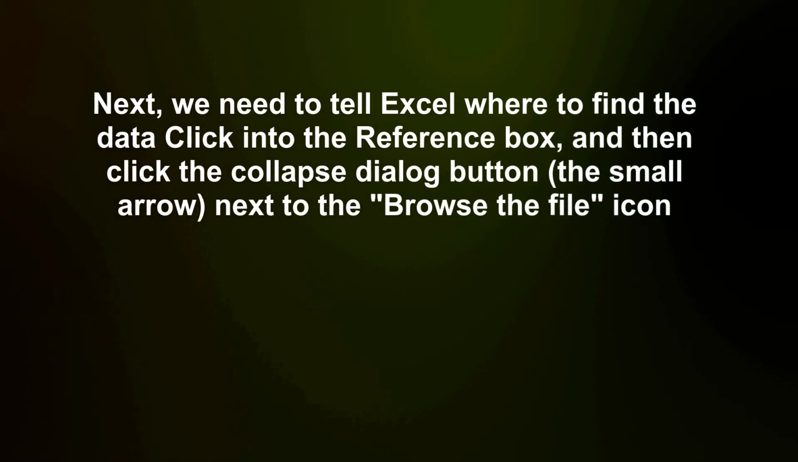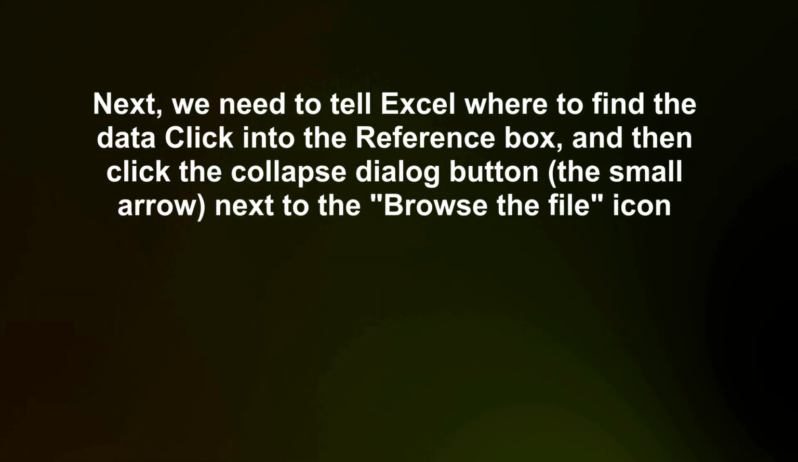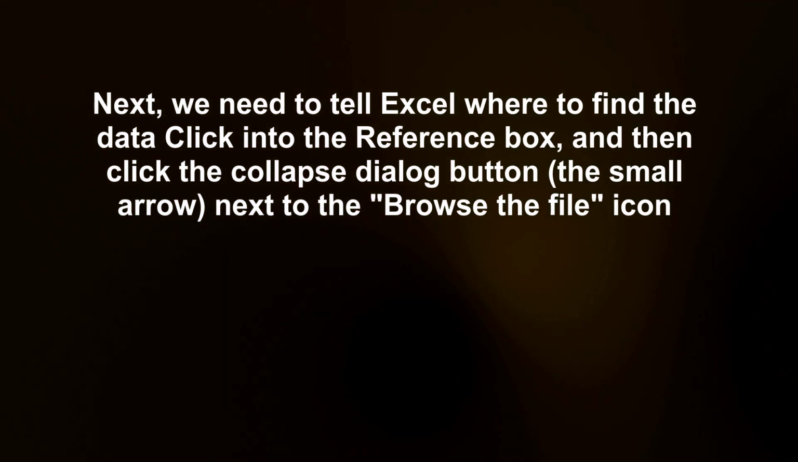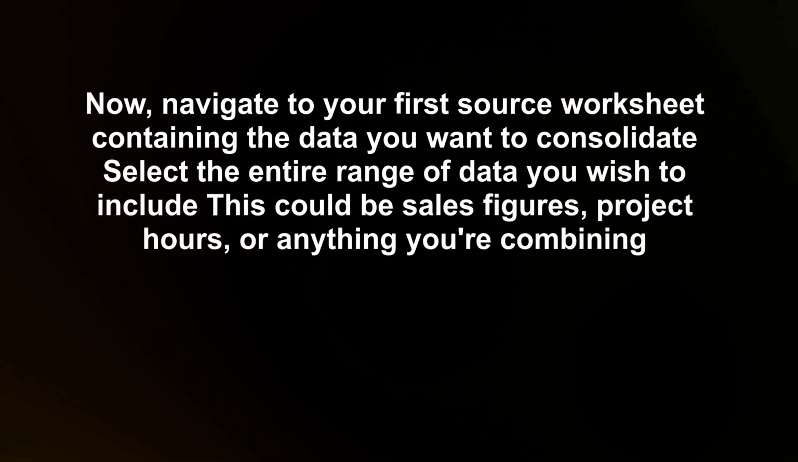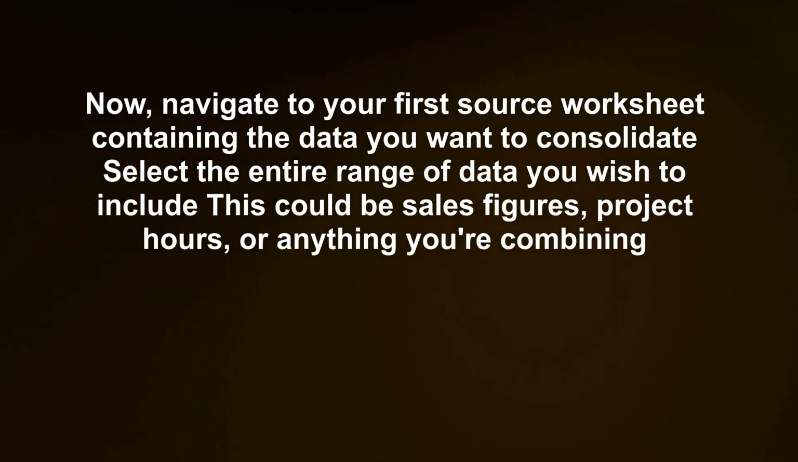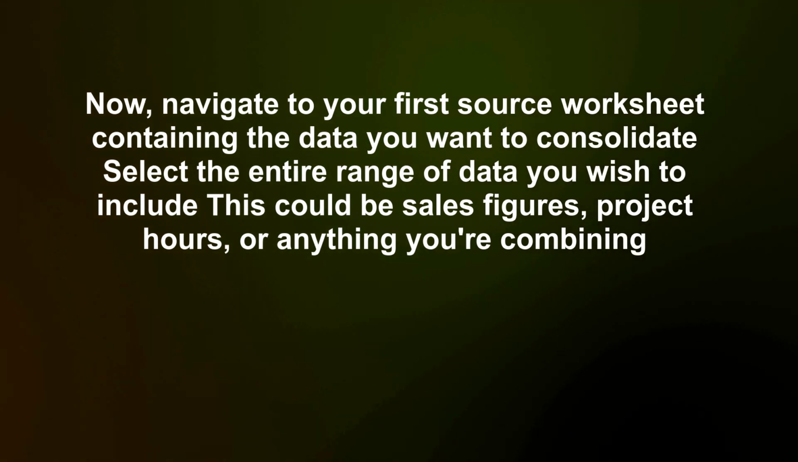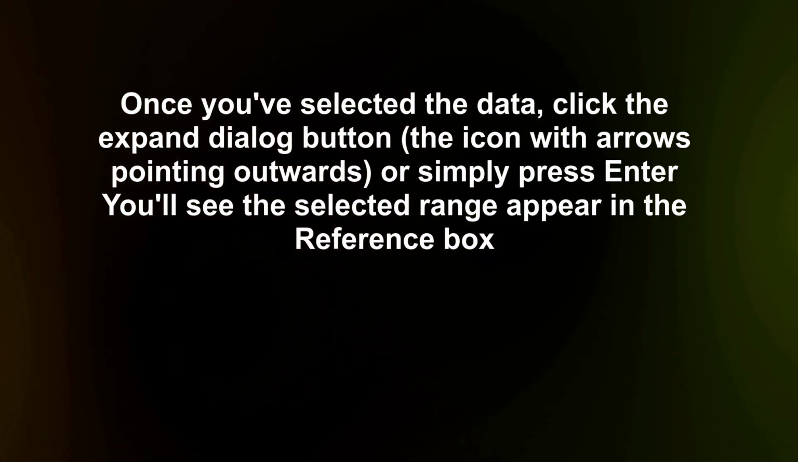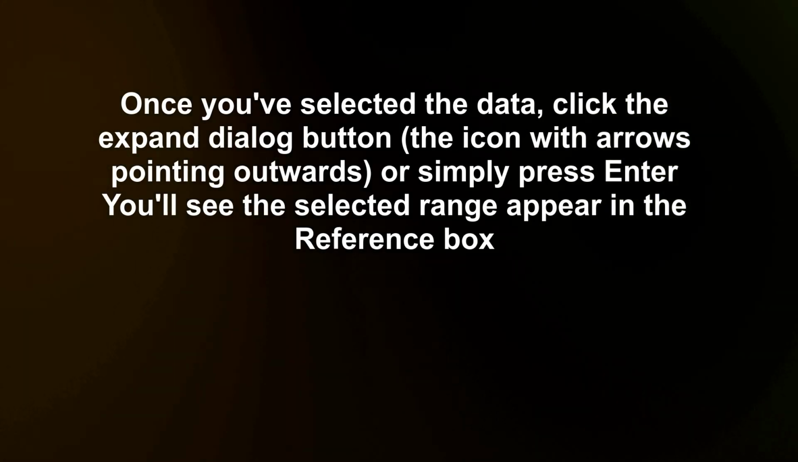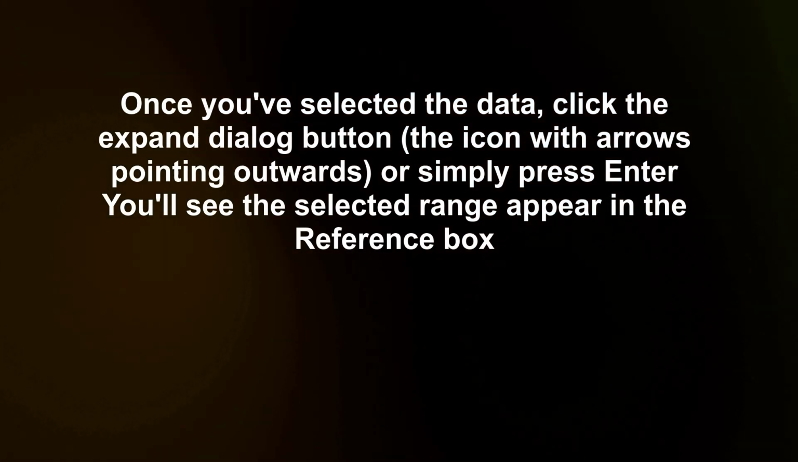Next, we need to tell Excel where to find the data. Click into the reference box, and then click the Collapse dialog button, the small arrow next to the Browse File icon. Now, navigate to your first source worksheet containing the data you want to consolidate. Select the entire range of data you wish to include. This could be sales figures, project hours, or anything you're combining. Once you've selected the data, click the Expand dialog button, the icon with arrows pointing outwards, or simply press Enter.